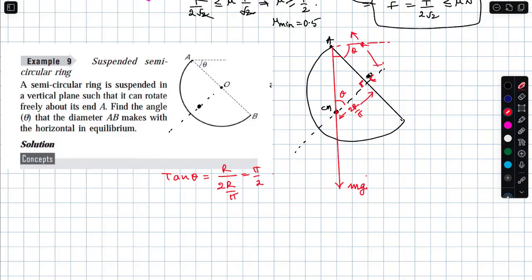But the answer he gave is cos inverse 2/π. But I'm not sure about that. But whatever I have done at this point of time, I feel it is correct. Any doubts? Right.